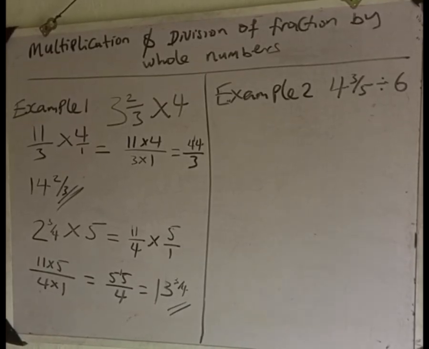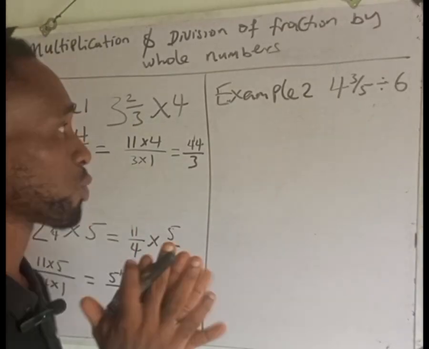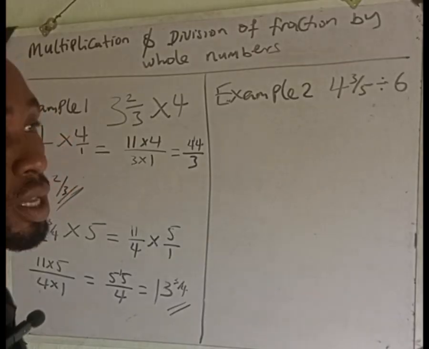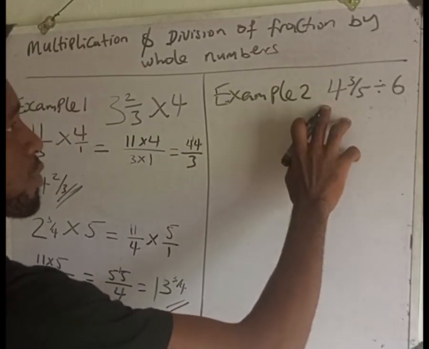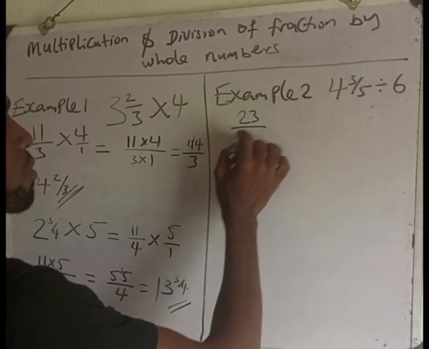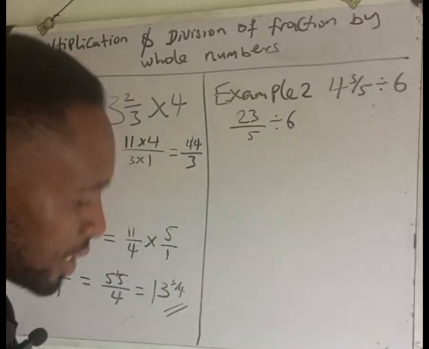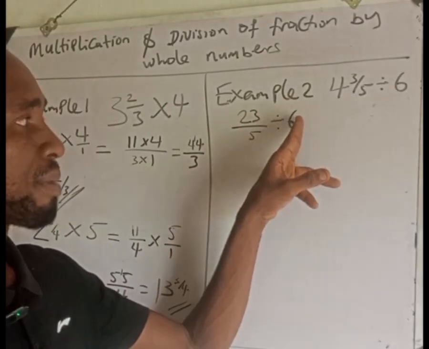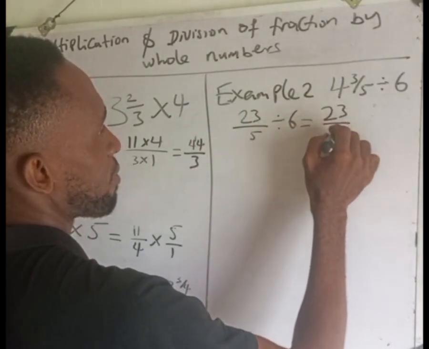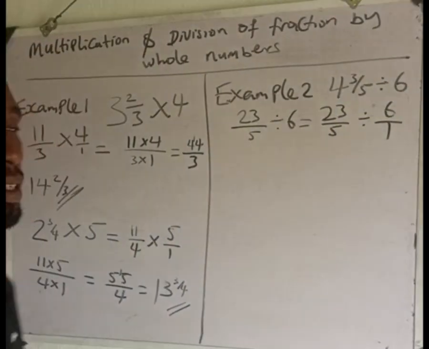So over to an example on division of a fraction by a whole number. Now, this is how we are going to go about this. First thing we are going to do is change this fraction to an improper fraction. So we're having 5 times 4 is 20. 20 plus 3 is 23 over 5, divided by 6. Now, this number on our right hand side, remember, is the same thing as 6 over 1, right? It's the same thing.